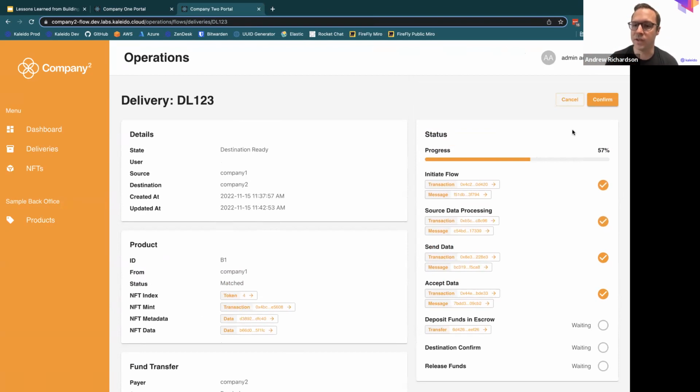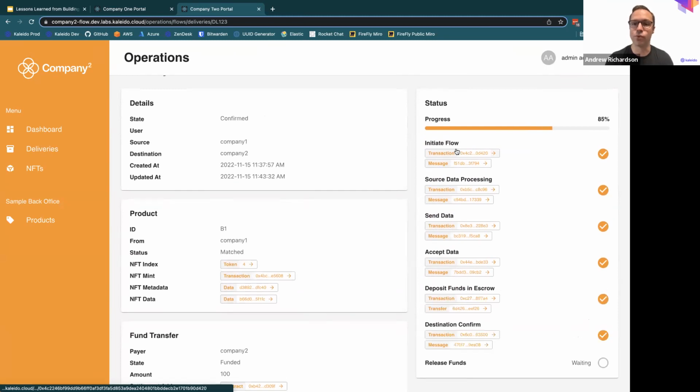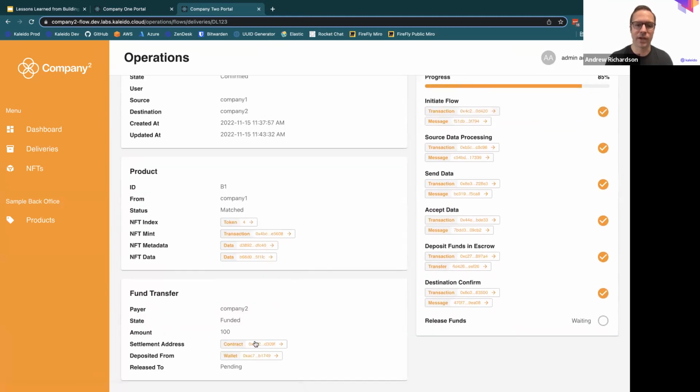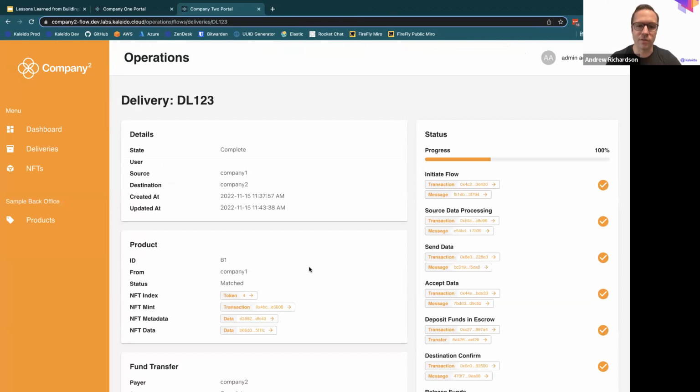So I say, yep, the off-chain real world delivery has happened. I verified it. There were 100 bananas in the crate. It matches what we agreed on, and I confirm this. And that's going to send one final message and also going to call approve on the smart contract. I can click through here and see that smart contract and see that it's been approved. And so once it's approved, that's going to immediately trigger the release of the funds.